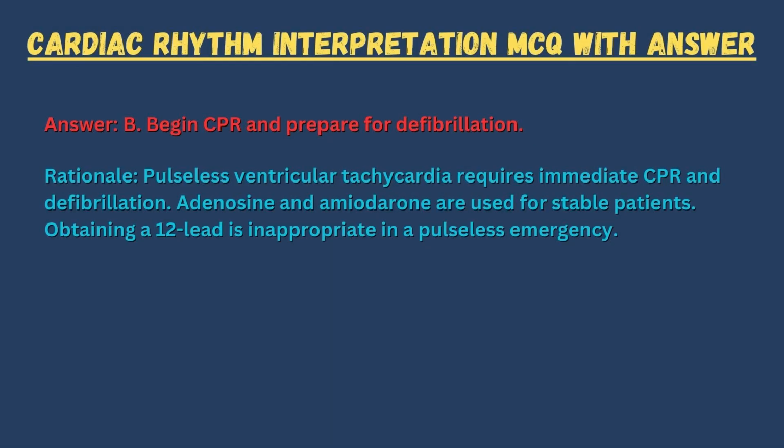Answer B. Begin CPR and prepare for defibrillation. Rationale: pulseless ventricular tachycardia requires immediate CPR and defibrillation. Adenosine and amiodarone are used for stable patients. Obtaining a 12-lead is inappropriate in a pulseless emergency.